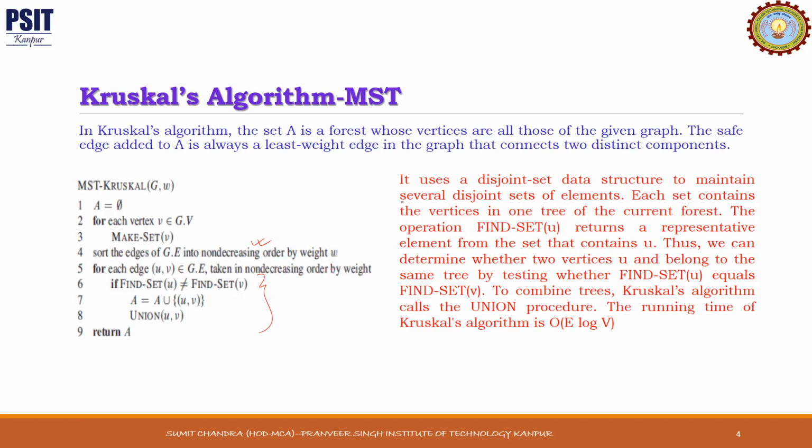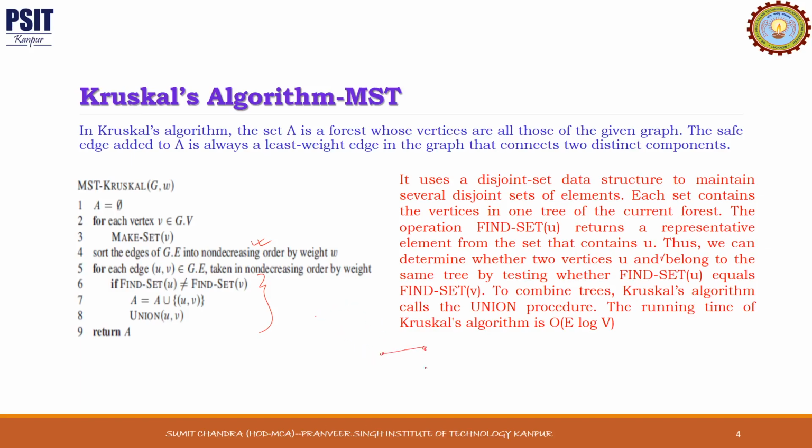So find set u. What is find set u? Find set u returns a representative element from the set that contains u, and it is not equal to find set v. So it means that we can determine whether two vertices u and v belong to the same tree or not. If they do not belong to the same tree, then we'll add the edge, otherwise we'll not add it. And finally union will combine all the trees to find the minimum cost spanning tree.